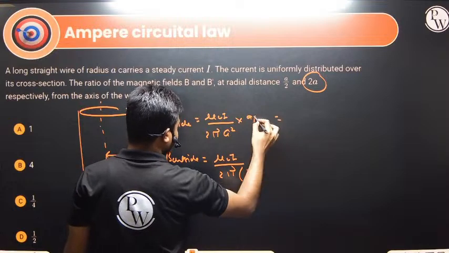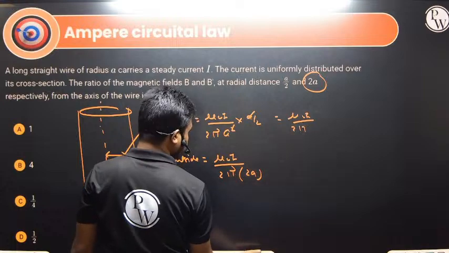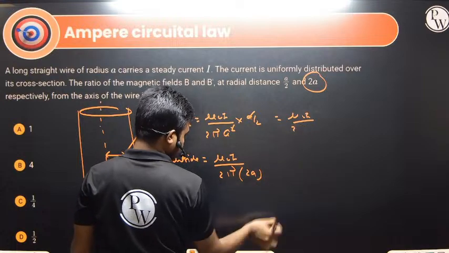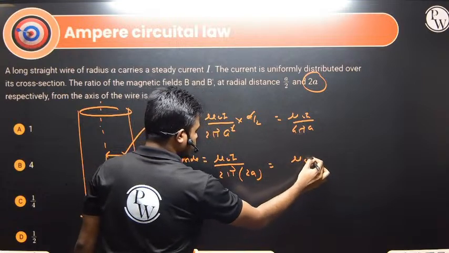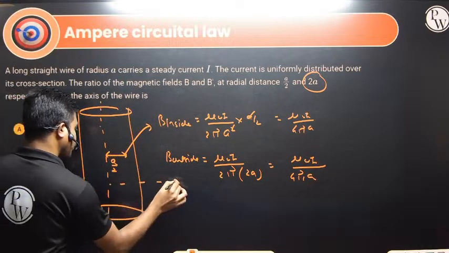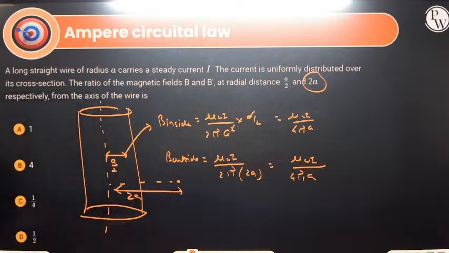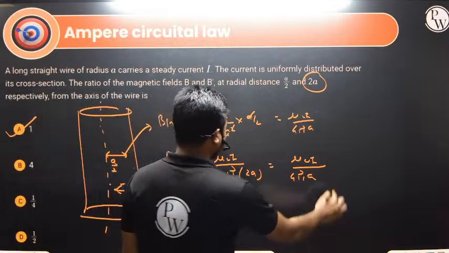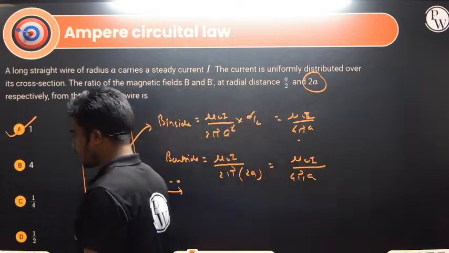So what we are getting, this a and this a cancel, that is mu naught I divided by 2 pi into 2, that is 4 pi a. And the other one is mu naught I divided by again 4 pi a. So luckily, the outside distance is 2a and the inside distance is a by 2, and outside and inside both give the same value. So what is the ratio? That will be 1 is to 1. This one is inside, this one is outside. So we are getting 1 is to 1.